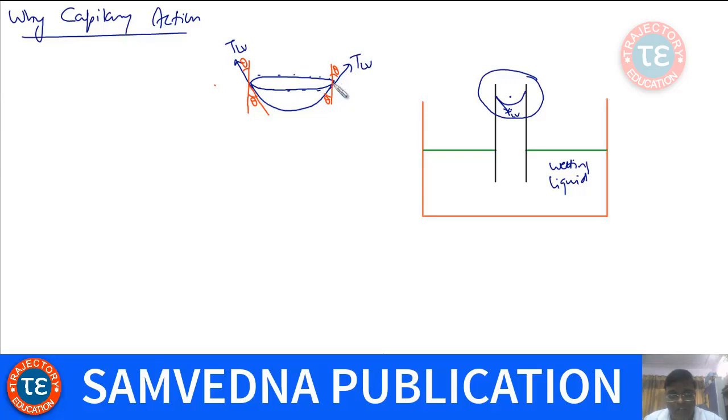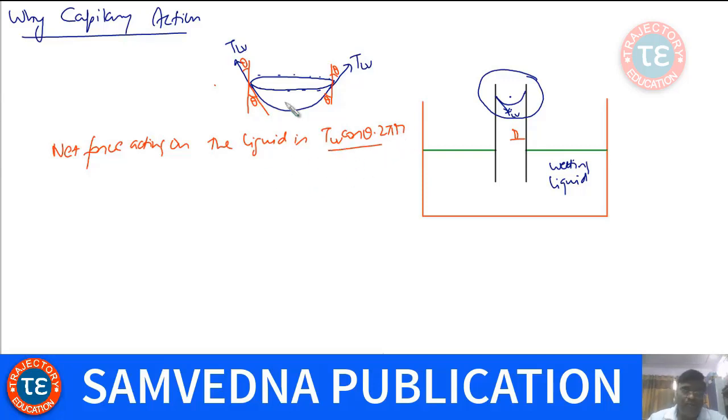TLV sin theta over here and TLV sin theta at the opposite point will cancel out, and TLV cos theta will add up. So the net force acting on the liquid is TLV cos theta, where theta is the angle of contact, into this length, the circumference. Suppose the radius is r, that is TLV cos theta into 2 pi r.